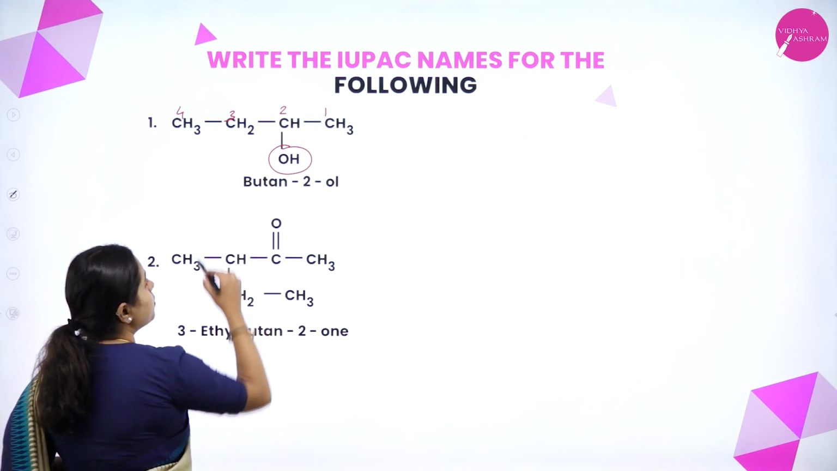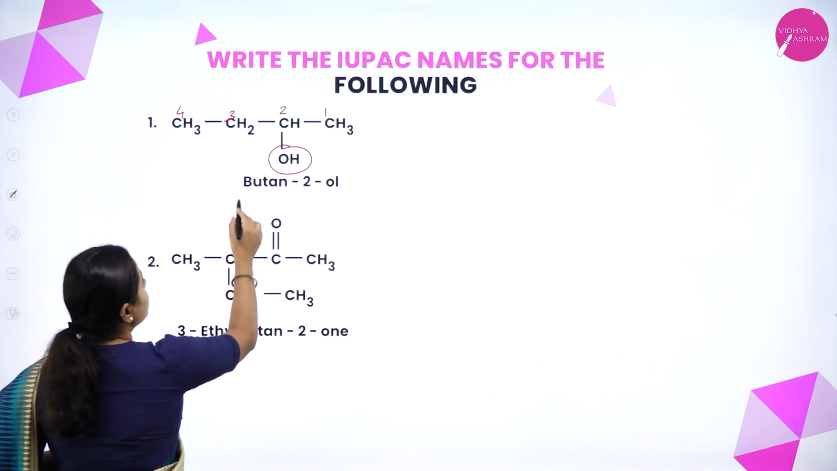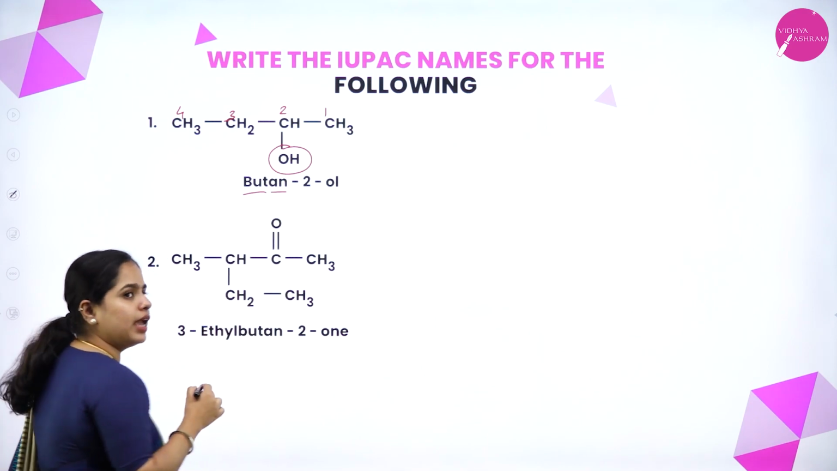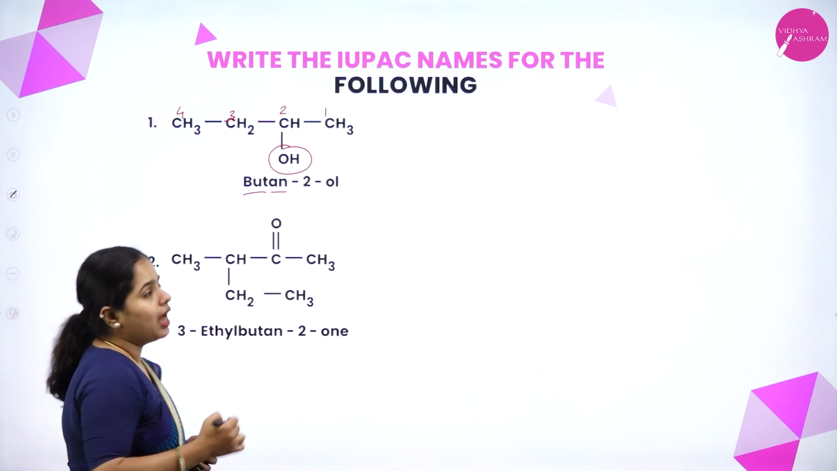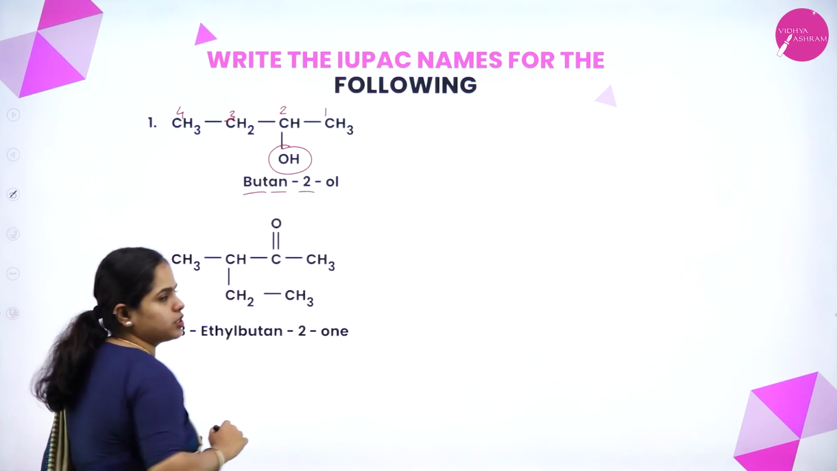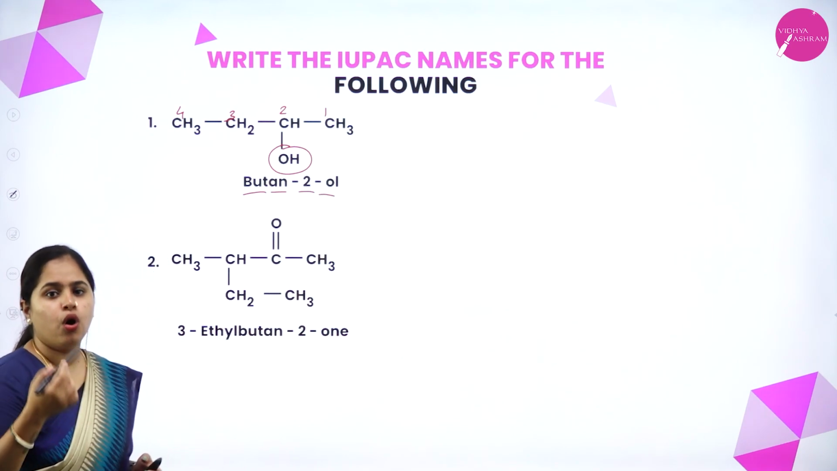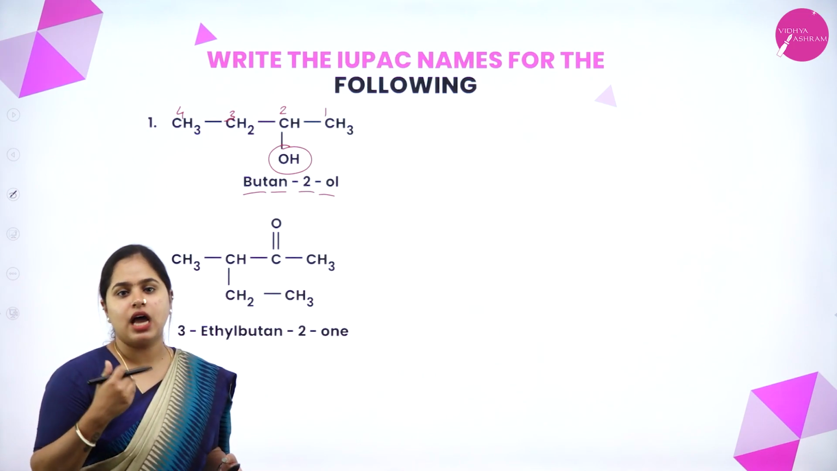So on which carbon atom is the functional group present? On the second carbon atom. So the root word will be but. Yes, and the primary suffix will be ane. It is an alkane, right? So the primary suffix will be ane, and on the second position the alcohol is present. So 2 and ol. So the name will be butane 2 ol. So the suffix will be ol because the functional group is alcohol.